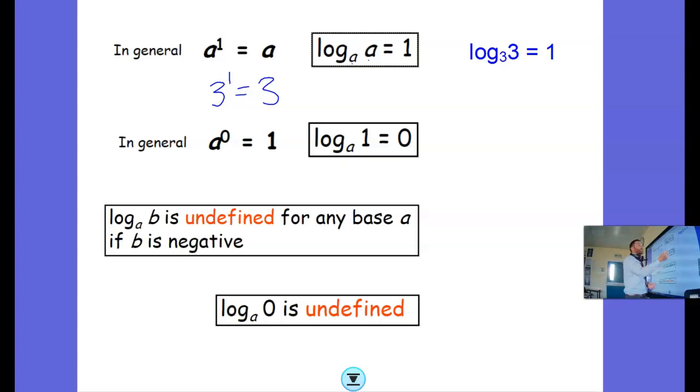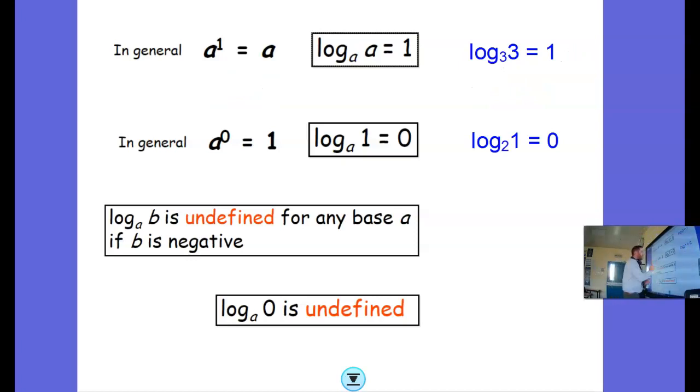And so working backwards from that, if you ever get log base a of a, the answer is going to be 1. So for example, log base 3 of 3, that means what power of 3 gives me a result of 3? 3 to the power of something gives me 3, well that's 3 to the power of 1. Does that make sense? Hopefully. On we go to the next one.